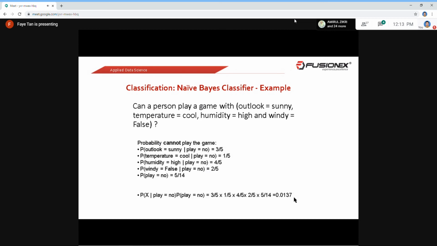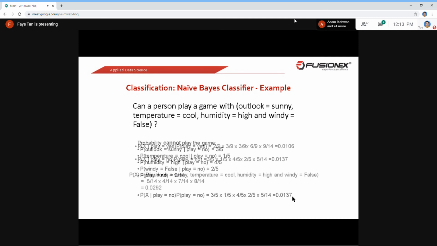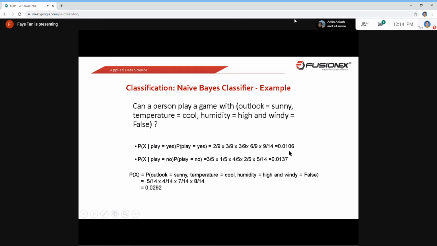Now, how about cannot play? You do the same thing, but you change the play to no. Everything becomes no. Then you get the probability. You multiply all of them out, you get 0.0137. Okay, so you get these two probabilities.